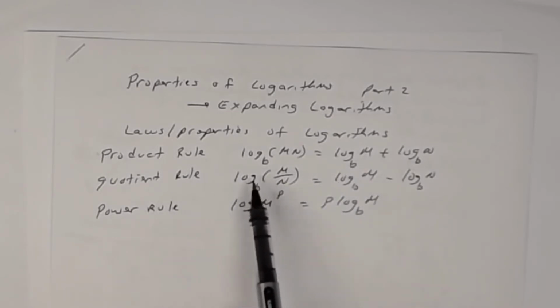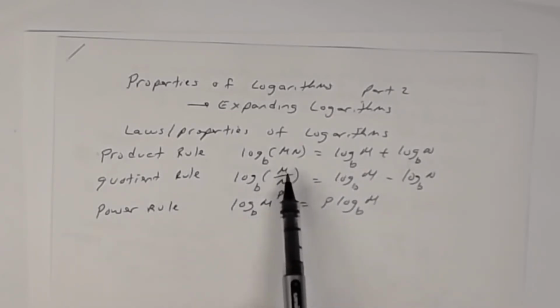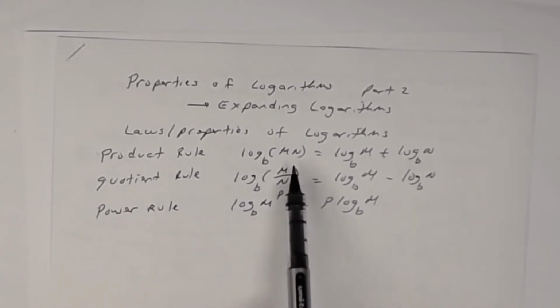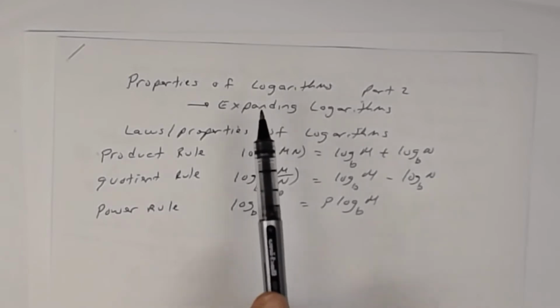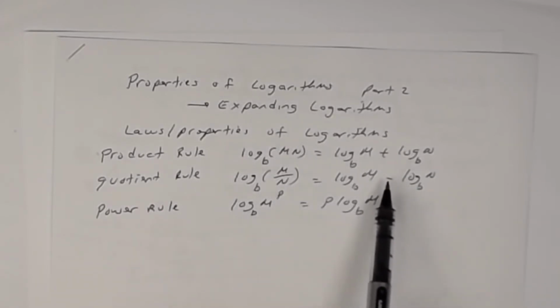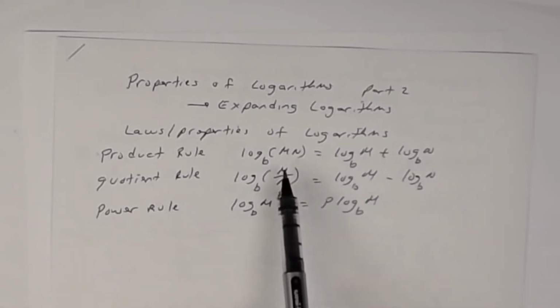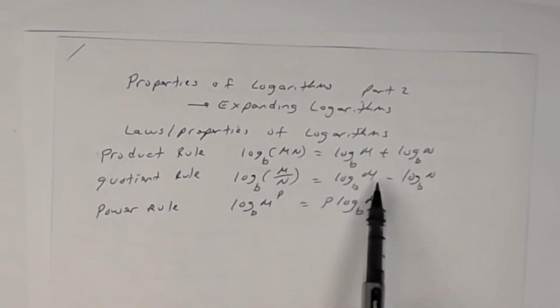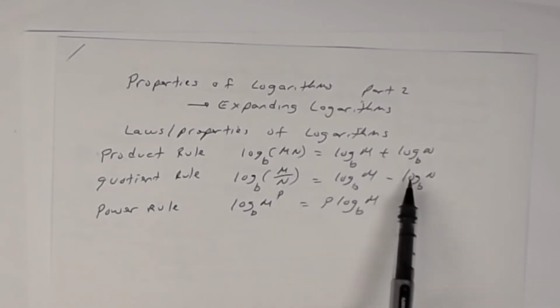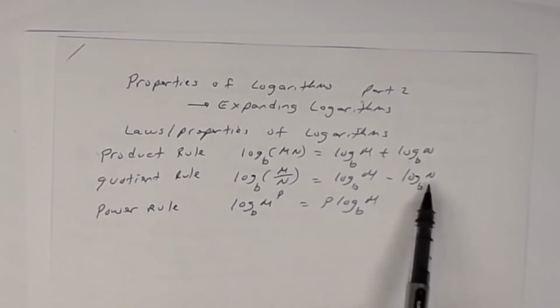Then the quotient rule, so remember quotient, think division. The quotient rule says this: if you have the log of a quotient, then you can always expand it using the difference idea, so using subtraction. So it's the difference of the log of the numerator and the log of the denominator. Notice the numerator goes first. The factor that's in the denominator is in the second term.